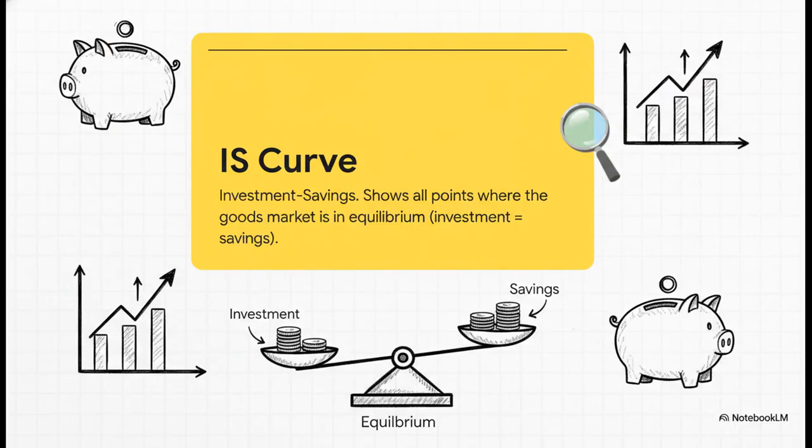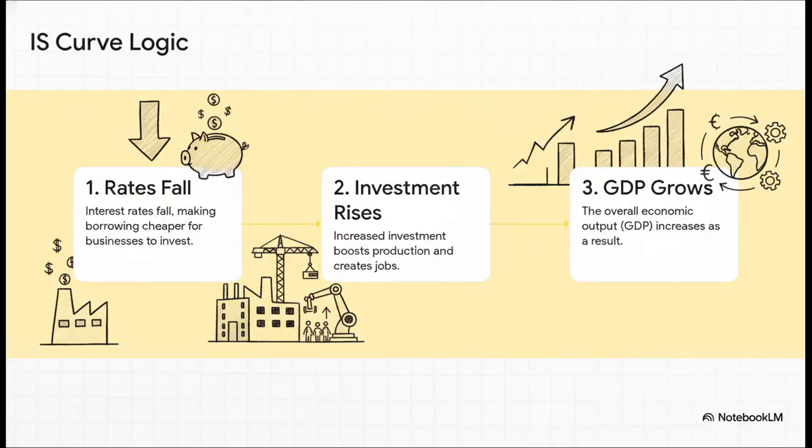So what does IS stand for? It's pretty straightforward. Investment and savings. And it's all built on one key idea. The goods market is perfectly balanced. It's in equilibrium when the total amount of investment happening in the economy is exactly equal to the total amount of savings.